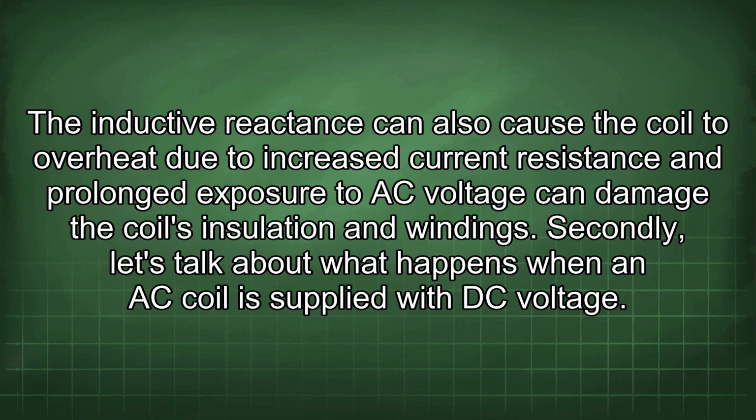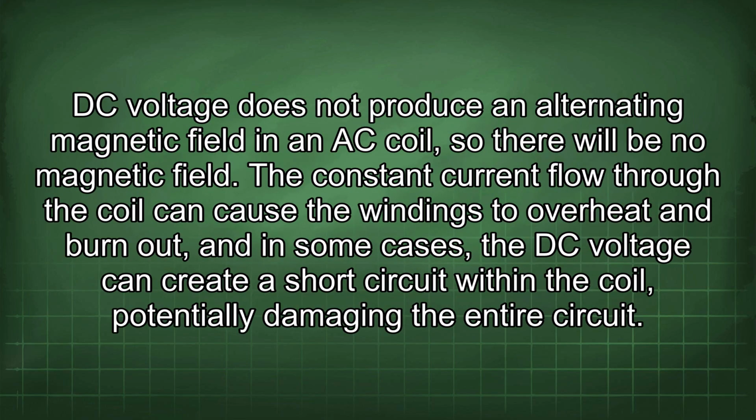Secondly, let's talk about what happens when an AC coil is supplied with DC voltage. DC voltage does not produce an alternating magnetic field in an AC coil, so there will be no magnetic field. The constant current flow through the coil can cause the windings to overheat and burn out, and in some cases, the DC voltage can create a short circuit within the coil, potentially damaging the entire circuit.